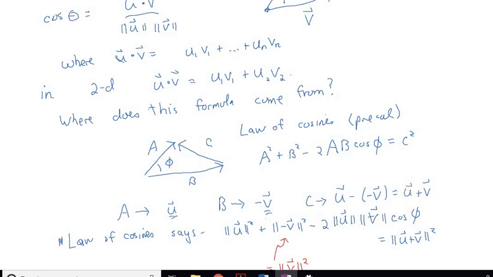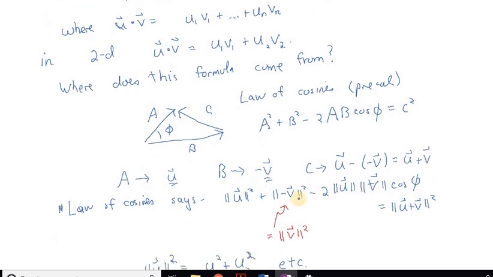Now, one thing to notice here is that the length of minus v squared is the same as the length of v squared, because the squares of the components of minus v are the same as the squares of the components of v. All right, so I can replace this length of minus v squared with the length of v squared. Now, we also know from the Pythagorean theorem and the extension thereof that the length of u squared is equal to u1 squared plus u2 squared.